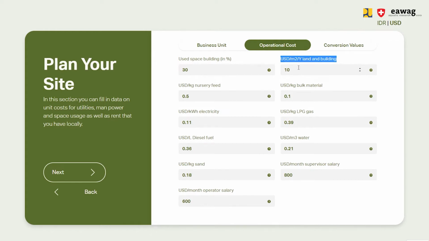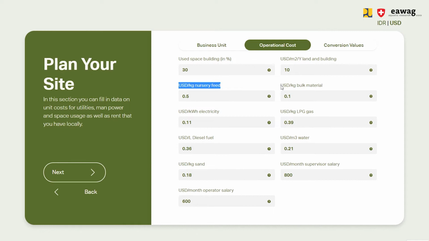So this would be the rent for the land and the building, or maybe in case of you purchasing the land and the building, you can calculate the depreciation for the meters squared per year. The third value that you can fill in is the amount of US dollar paid per kilogram of nursery feed. In our case, as mentioned in the rearing chapter, this is chicken feed, but you can use any other material that you see fit as nursery feed. Here we pay $50 per kilogram of nursery feed.